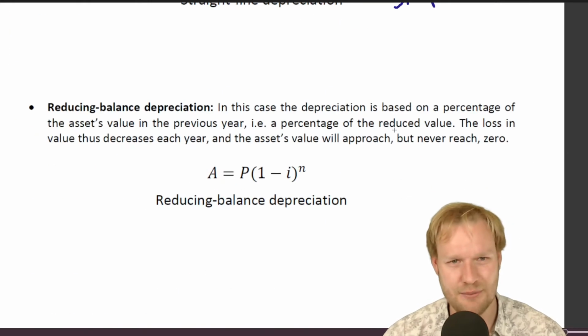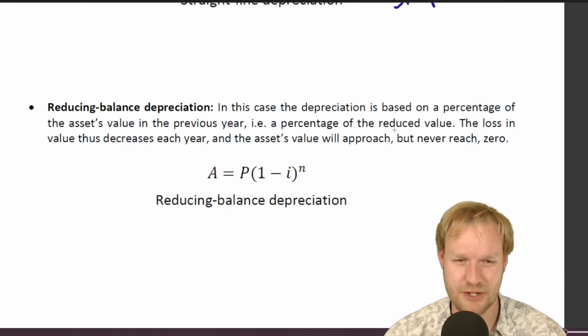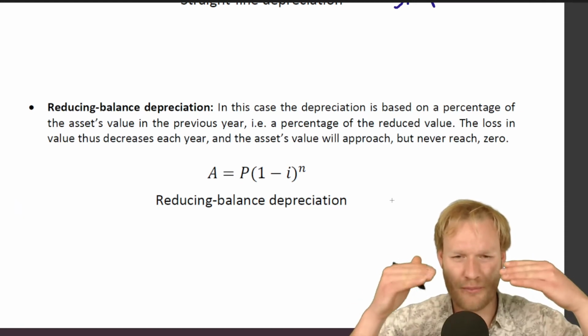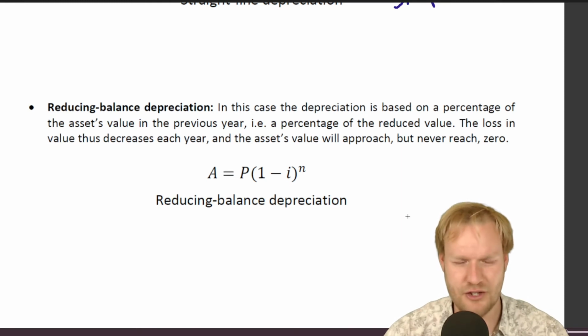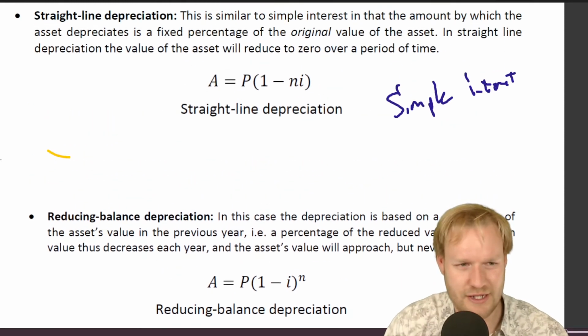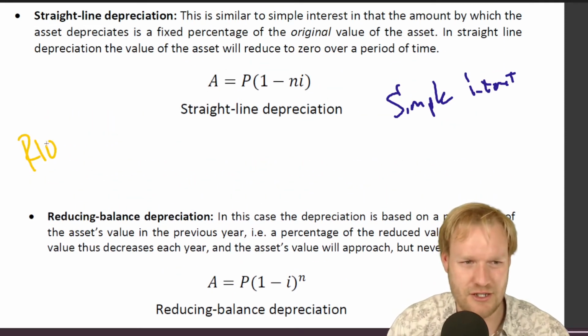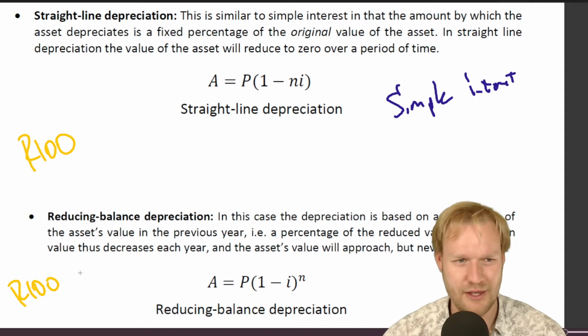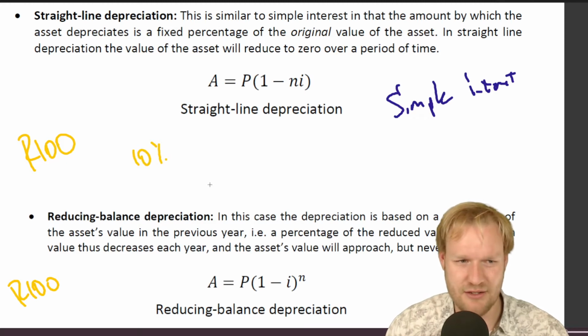And then the other type is reducing balance depreciation. This means that it's going to lose value based on its previous value. So let's just compare the two. Let's say you've got something that costs 100 Rand in each case, or the value of that thing is 100 Rand. And that's going to depreciate as a straight line depreciation at, say, 10%.